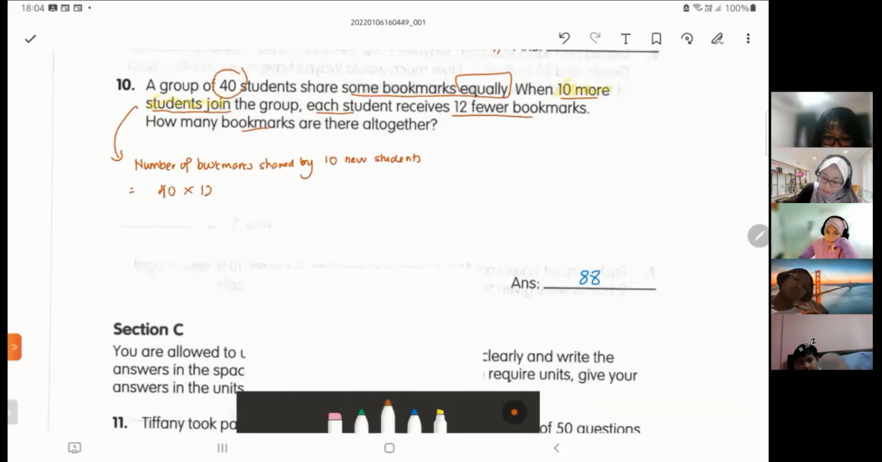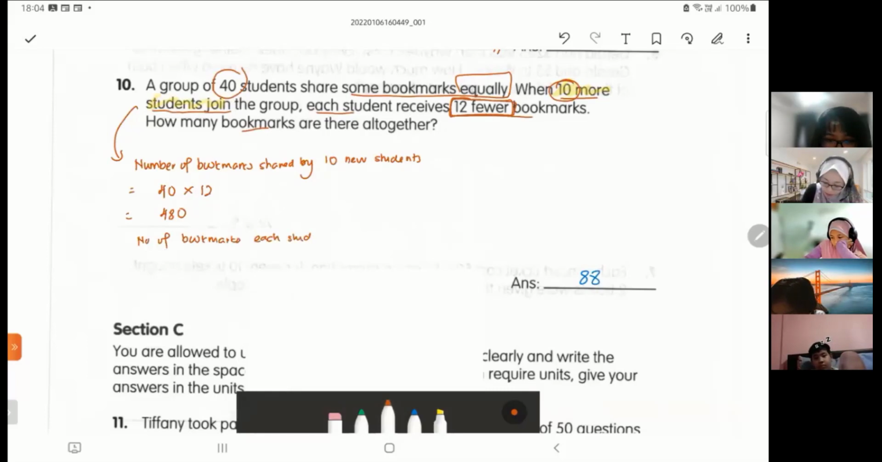Because when they join, what happened? Each student will have 12 fewer. When these 10 students join, each student will have 12 fewer. So this is the clue that tells me what happened to the number of bookmarks. It becomes 480. So the number of bookmarks each student received will be 480 divided by the 10 new students, equals 48.